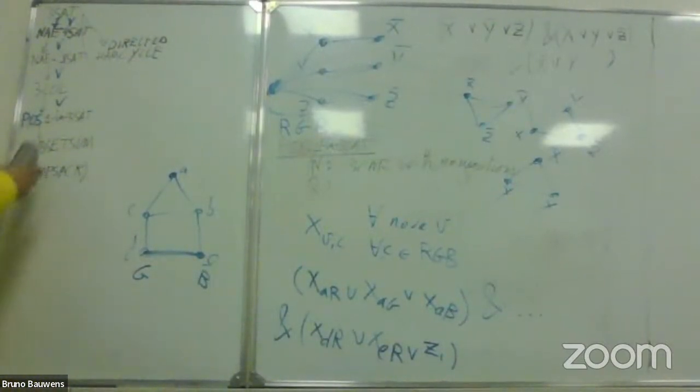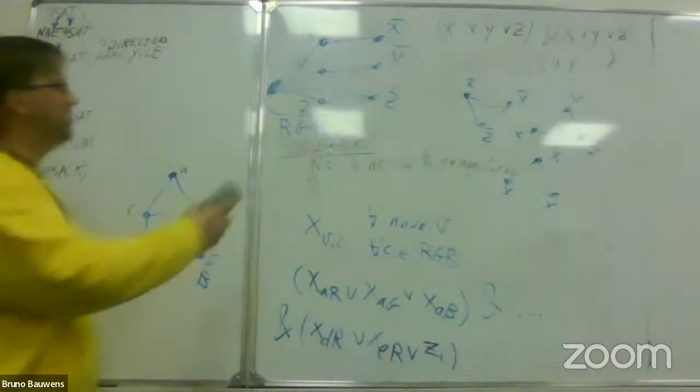Okay, now the reduction from positive 1-in-3 SAT to subset sum. Okay, what is the subset sum problem?